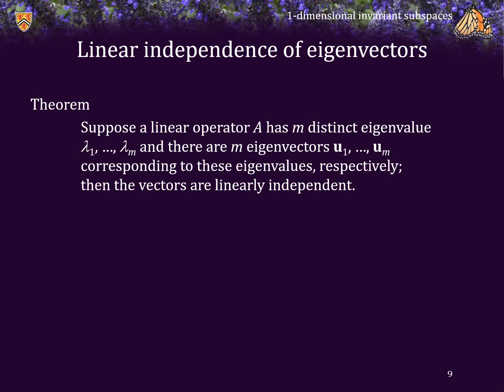Now, another theorem. Suppose that a linear operator A has m eigenvalues lambda 1 through lambda m, and that there are m eigenvectors u1 through um corresponding to each of these eigenvalues respectively. So therefore A applied to u5 is equal to lambda 5 times u5. Then, if all of the lambda sub k's are distinct, the vectors are guaranteed to be linearly independent.